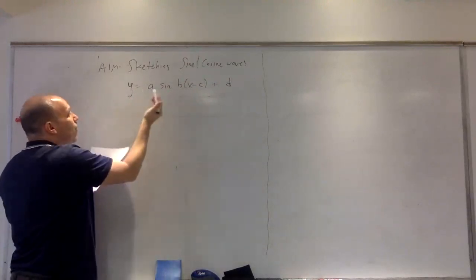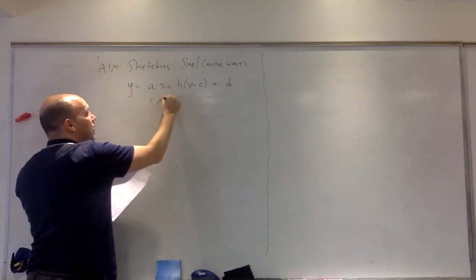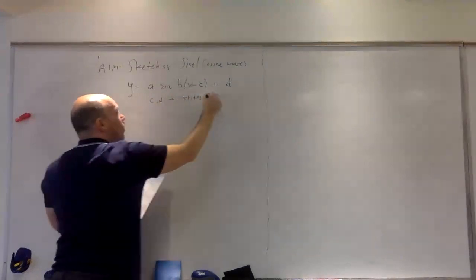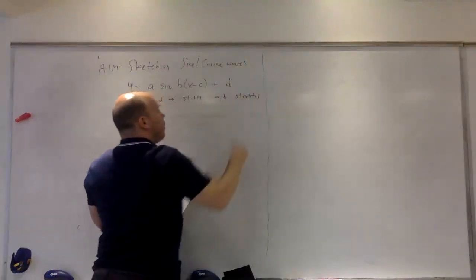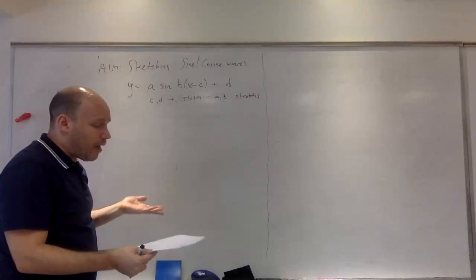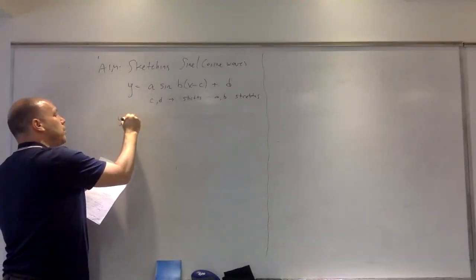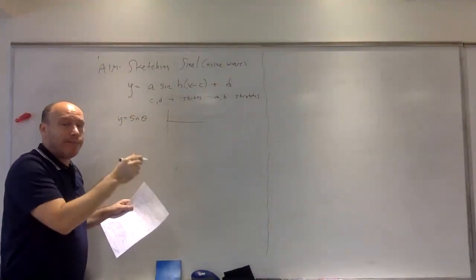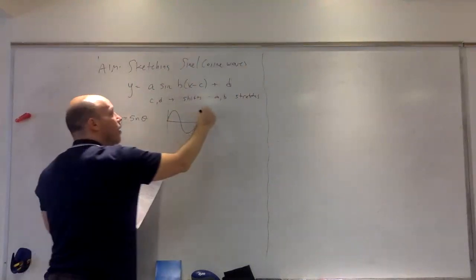We also know that C and D are the shifts, and that A and B are the stretches. So we kind of know what's going on here, but let's take a closer look. For example, first of all, y equals sine of theta. We know because of the unit circle, it's like the height. So we know it starts at 0, up, down, up. This is the basic sine wave.